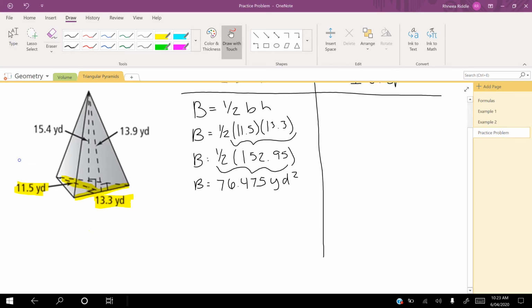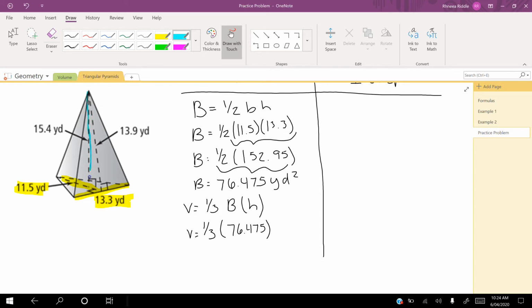And now we just want to go ahead and plug that into our volume formula. Volume equals 1/3 B times height. So we get volume equals 1/3 times 76.475 times our height, which is again perpendicular to the entire base structure of this triangular pyramid. So not the base of our triangle, but the base of the structure. So it is going to be this 15.4. That line straight through the middle. This 13.9 is really to trick you, to try to make you think that that is the height instead. So we're going to do 15.4.